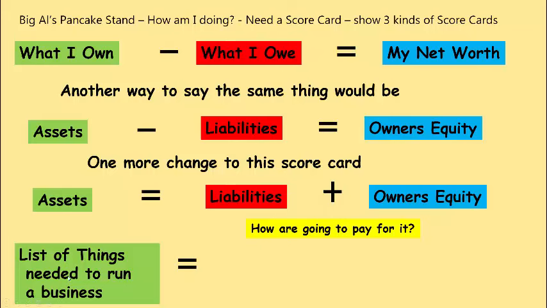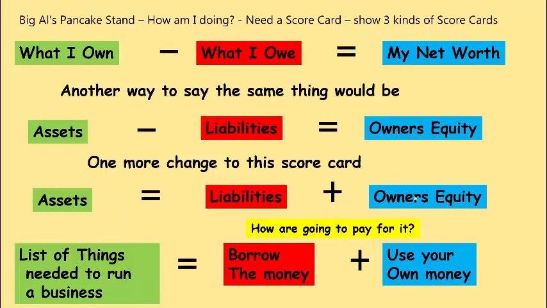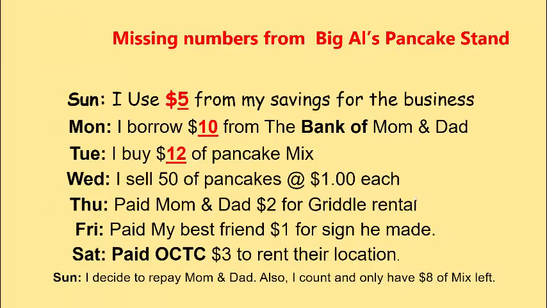For example, you start a business, you make a list of assets that you need, and then you have to ask the question, how am I going to pay for these? Will I borrow the money, or will I use my own money? That's what we're looking at. Borrowing the money, which will be a liability from the bank, or using your own money, which is equity, basically.